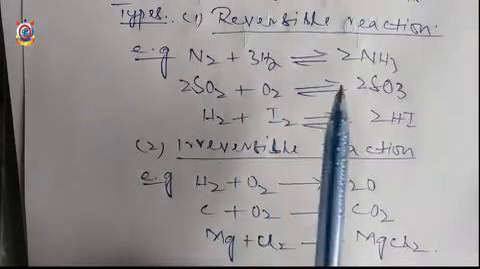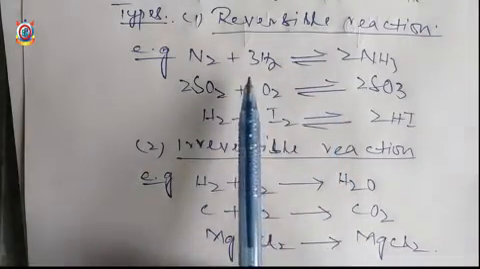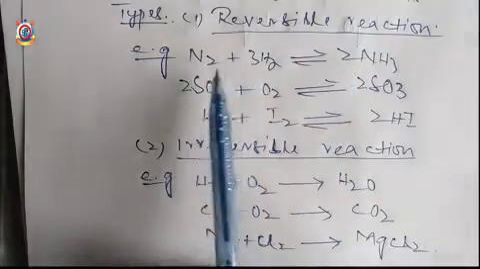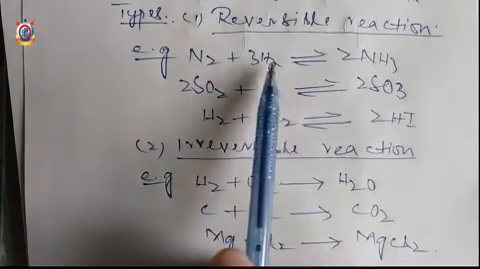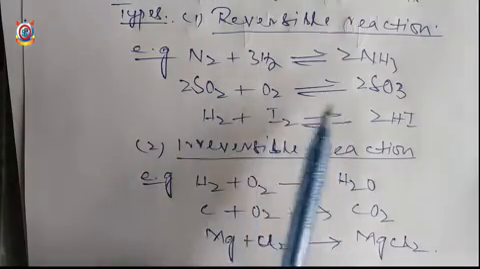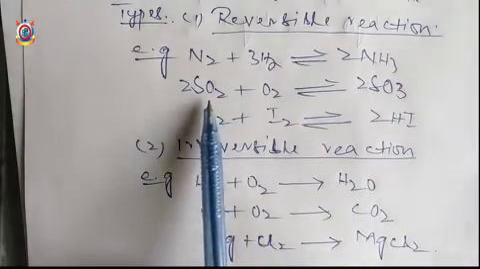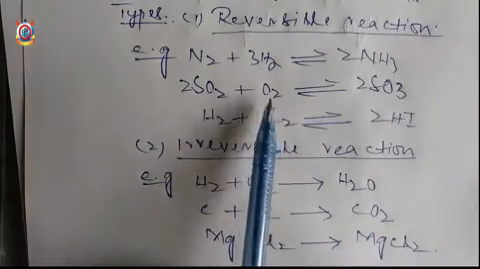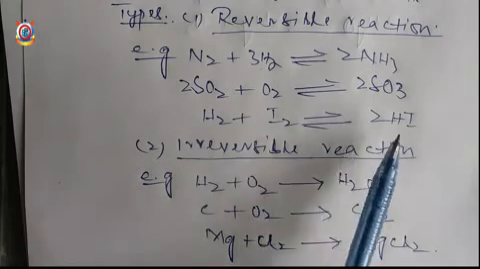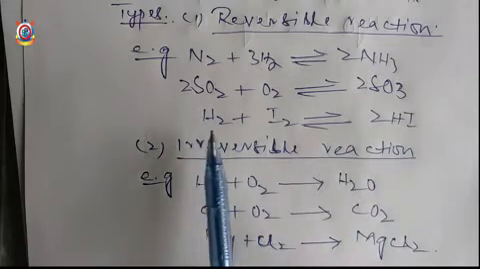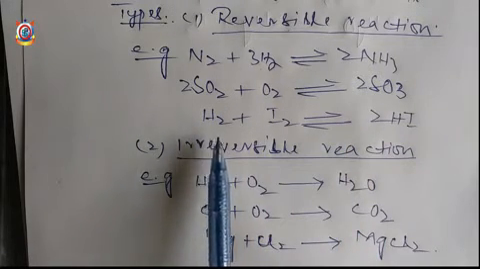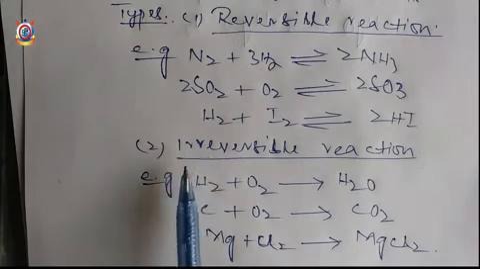Example of a reversible reaction: formation of ammonia gas, which is formed by the reaction of nitrogen and hydrogen gas. Another example, formation of sulfur trioxide gas, which is formed by the reaction of sulfur dioxide gas and oxygen gas. Another example is the formation of hydrogen iodide, which is formed by the reaction of hydrogen and iodine. Let's come to another type.